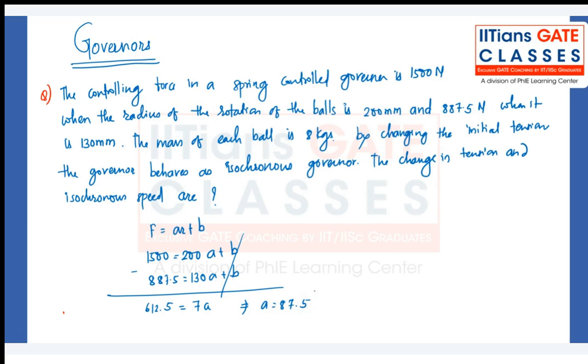You will get, and then if you put it into any of the equations, you will get B is equal to minus 2500.